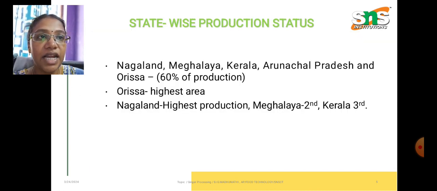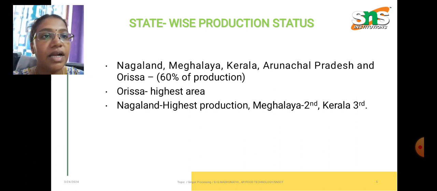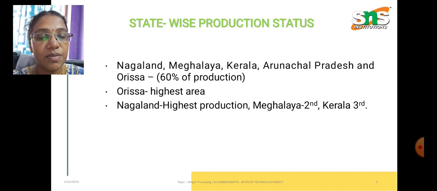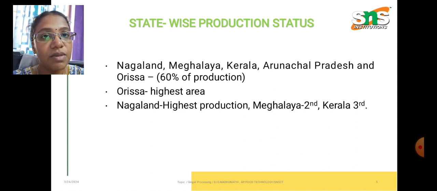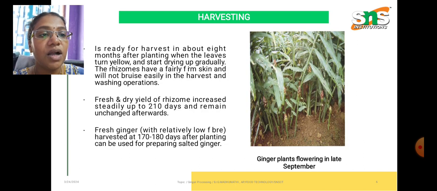And the state-wise production status, when we look at it, Nagaland, Meghalaya, Kerala, Arunachal Pradesh and Orissa give a maximum of 60% of production, and Orissa is the highest in area among them, and Meghalaya stands in the second place and Kerala third. So coming to this, how we process the post harvest.